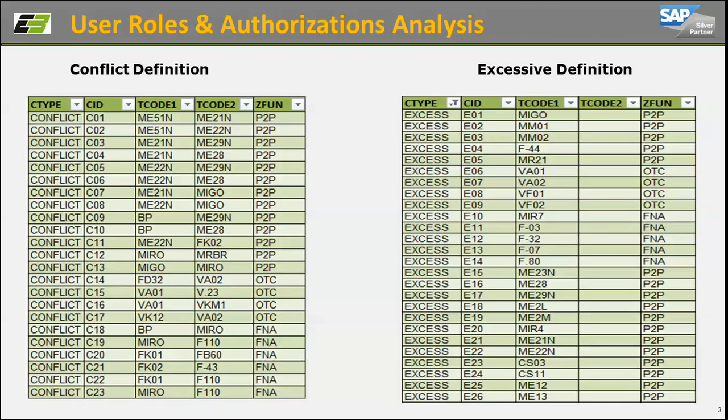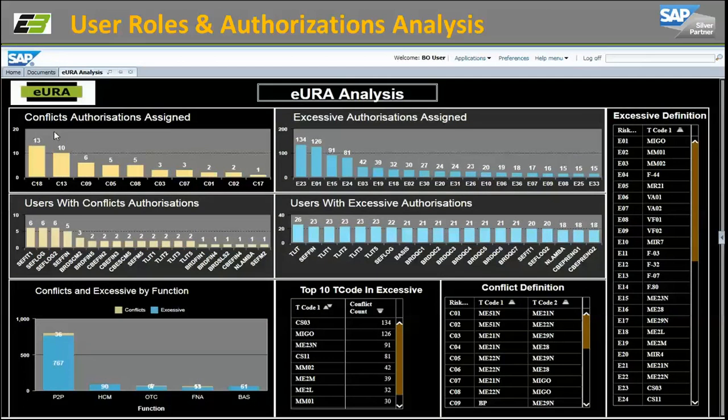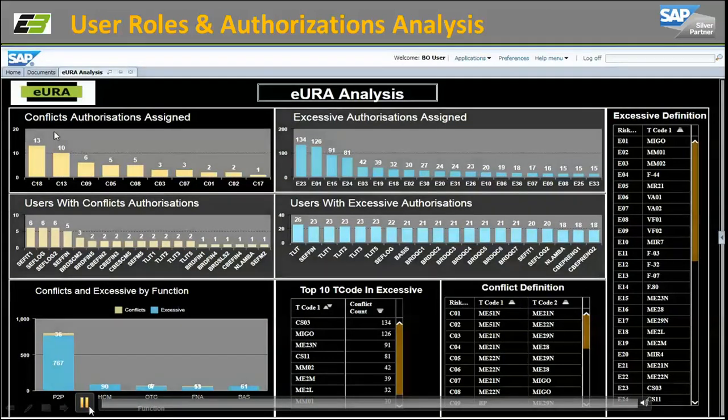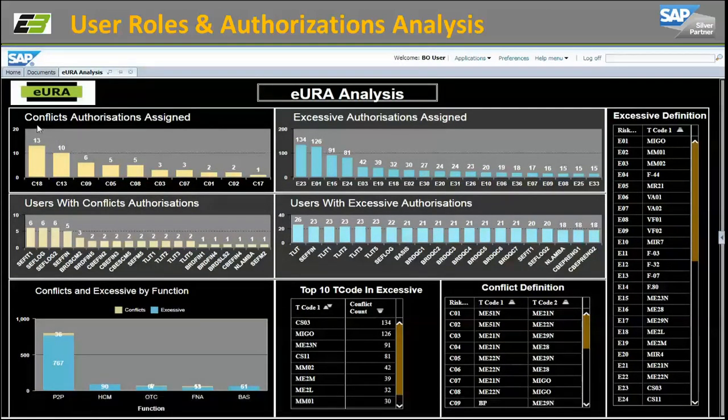Let us now look at how all this information is presented in a dashboard. The dashboard basically talks about conflict authorizations assigned to various users. If you have a look at this, these many conflict codes which are identified and marked against users are displayed.